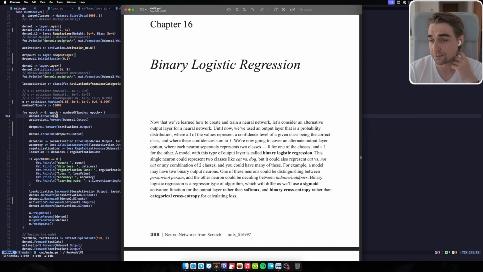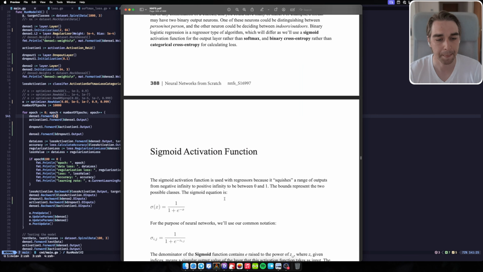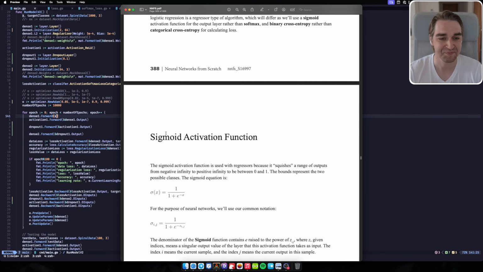indoors and outdoors. Binary logistic regression is a regression type of algorithm which will differ as we'll use a sigmoid activation function for the output layer rather than softmax, and binary cross-entropy rather than categorical cross-entropy for calculating losses. Makes sense, well, from the names.